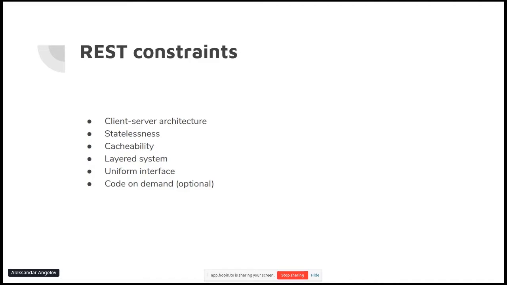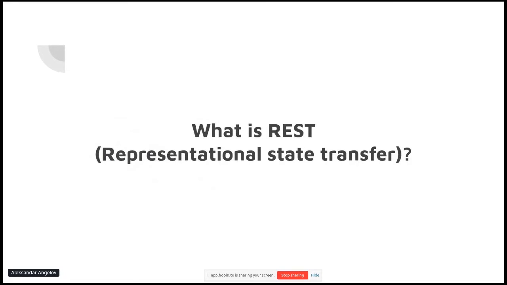And last, code on demand. This is the optional one. Servers can temporarily extend or customize the functionality of a client by transferring executable code. For example, compiled components such as Java applets or client-side scripts such as JavaScript could be sent from the server to the client, but this is an optional one, and it's not very popular. It's not used very much. So these were the constraints for the REST API.